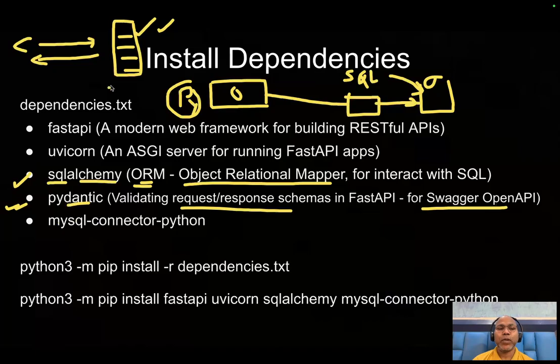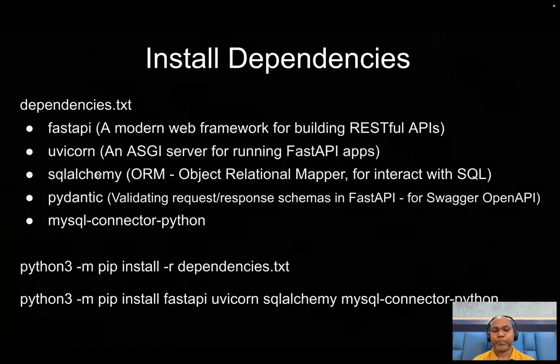Surely, whatever customer information is shared with us, we have to store in MySQL. So we need a MySQL Python connector so that your application can communicate with MySQL. So these are the dependencies we are going to use to develop the microservice with the help of a RESTful API developed by FastAPI, using ORM and the MySQL connector to store data.